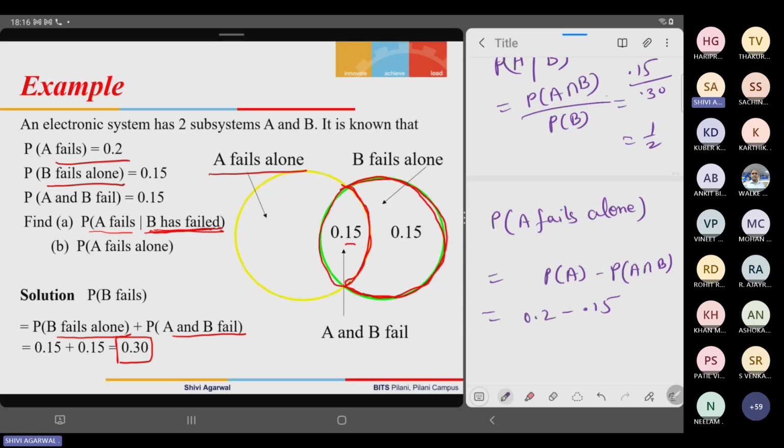So it is the probability of A fails alone. Only this part. So what is this? It is the complete yellow circle minus the combined one. Correct, Mr. Mahindra. So that is the way that by using the Venn diagram, we can find out the formula, what we have to calculate actually. These are not given formulas. We can ask anything by using the Venn diagram.